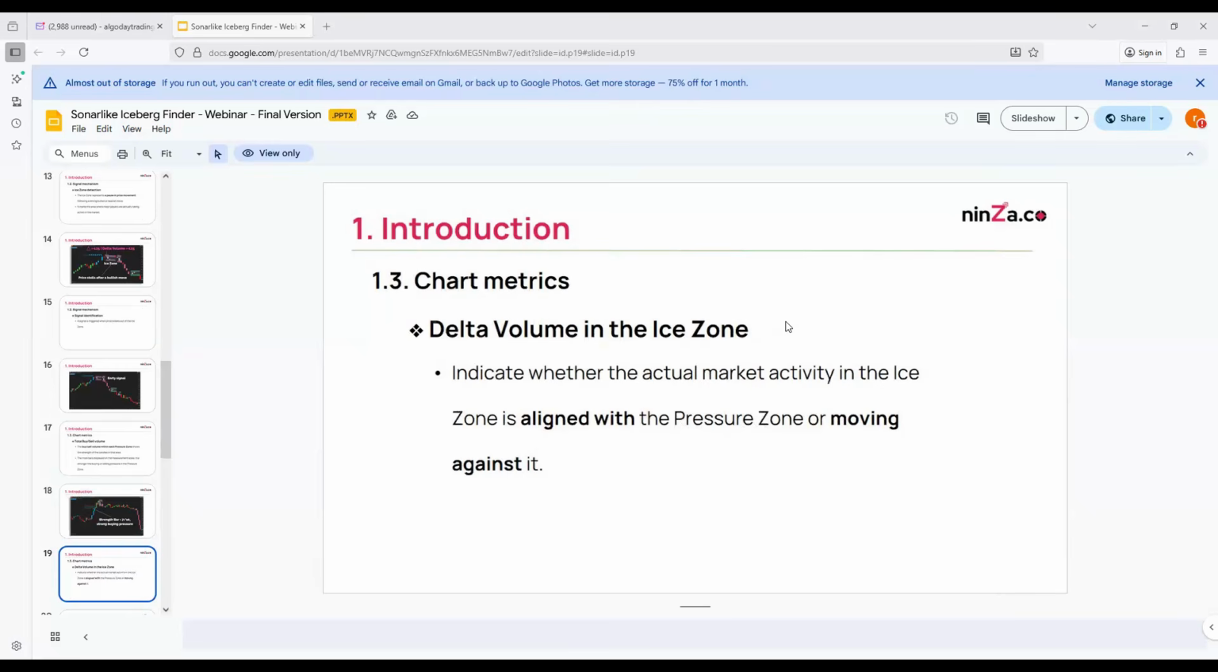So as I said, inside the ice zone, now we're looking for delta. If we're looking for a move lower, the delta should be negative. Once negative delta shows up inside the ice zone, we begin to suspect that there could be a move lower. And then if price actually breaks the ice zone to the downside, then you're going to see a signal.